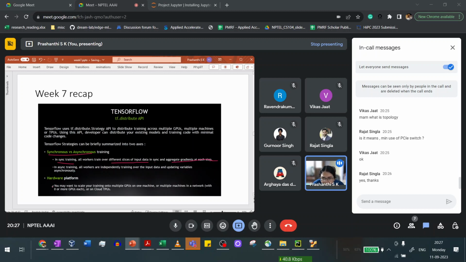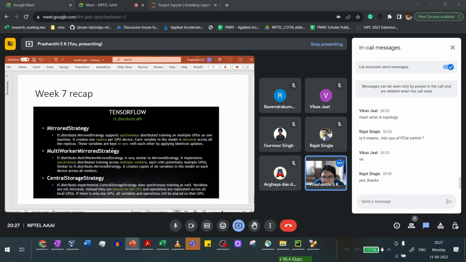And again, in terms of hardware, you could have multiple GPUs on one machine, multiple machines, or it could even be a TPU. It supports all of these things. So now in this distribute itself, you have a number of options available. Let's look at a few of them. The first one is mirrored strategy. This supports synchronous distributed training on multiple GPUs on one machine.